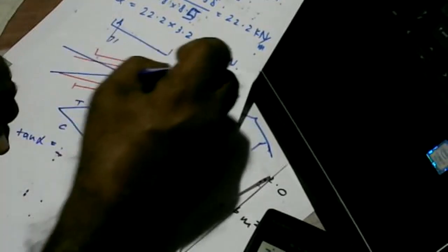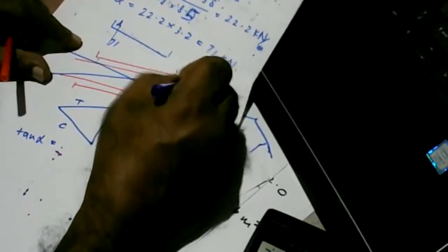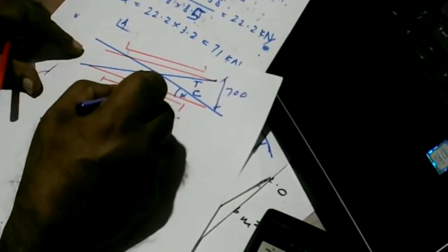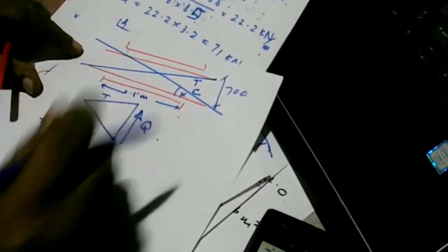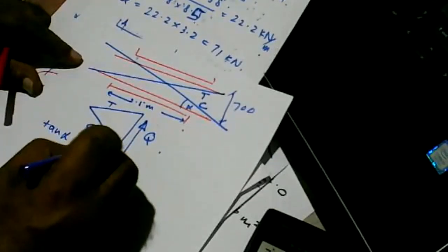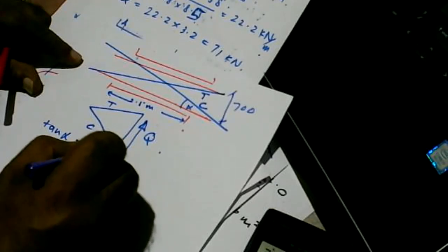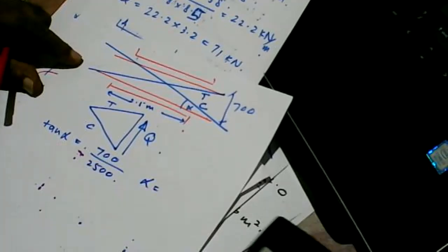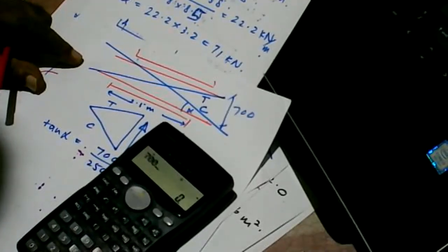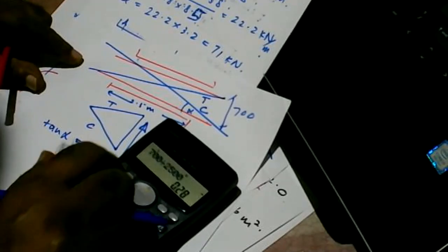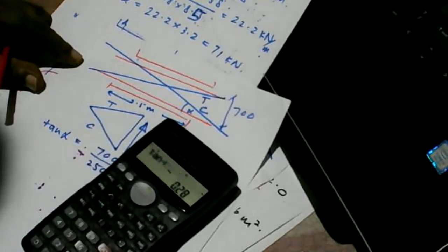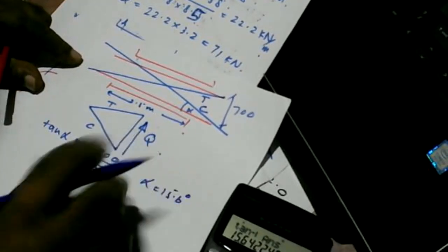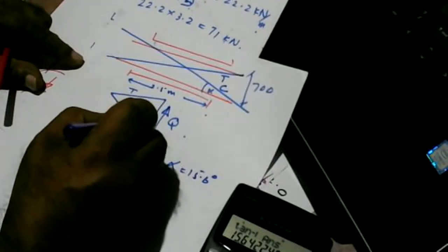and we have to find alpha. In this case tan alpha is equal to these 700, and the span is 2.5 meters. So we get tan alpha is 700 divided by 2500, and alpha is equal to 15.6 degrees, and so this is alpha.